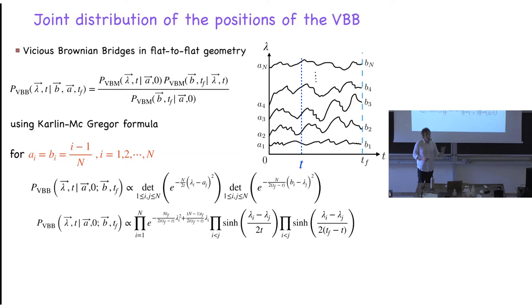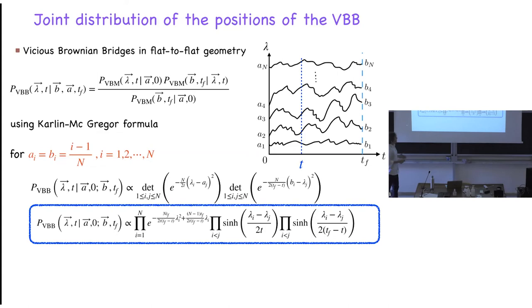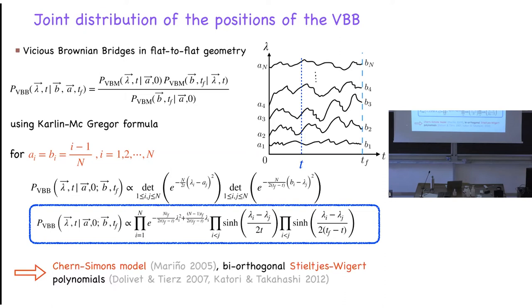So tf equal half would correspond to a standard determinantal point process. But in general, what you have is a bi-orthogonal structure for this joint distribution, and that makes the computation much more difficult. In fact, in this case, we know that it's usually difficult to obtain any exact formula for the densities.